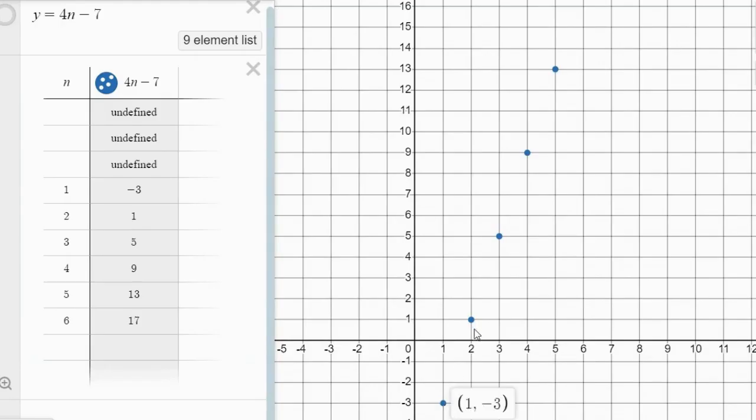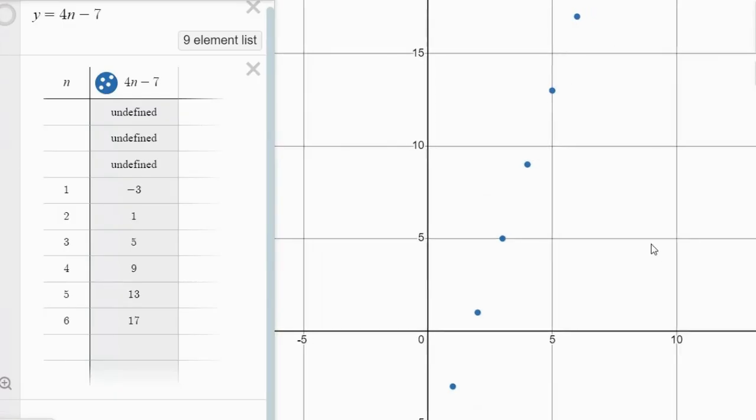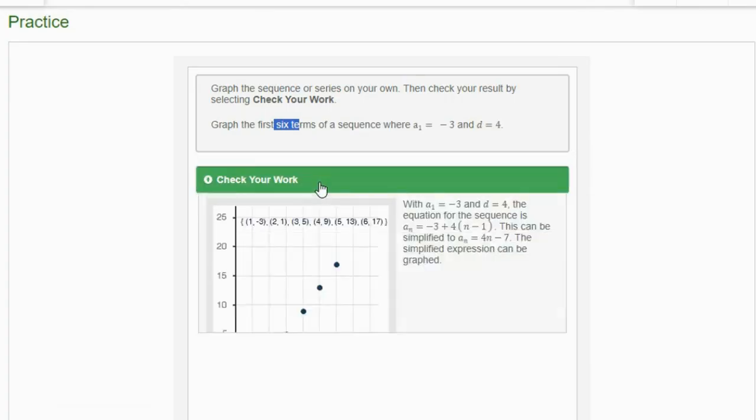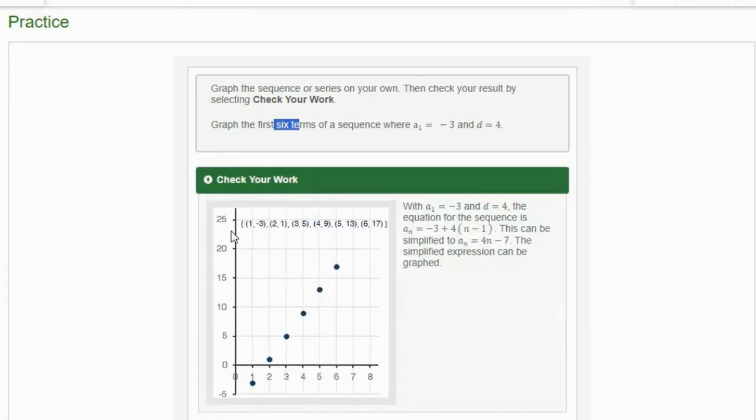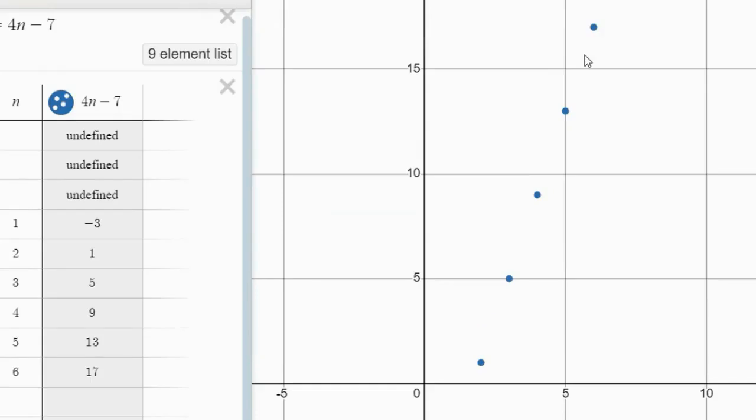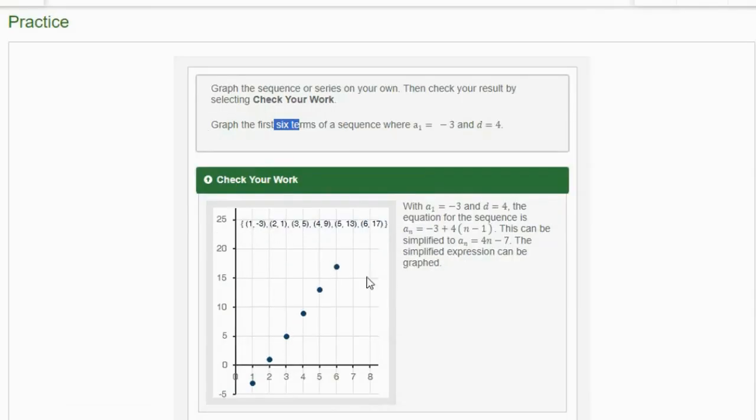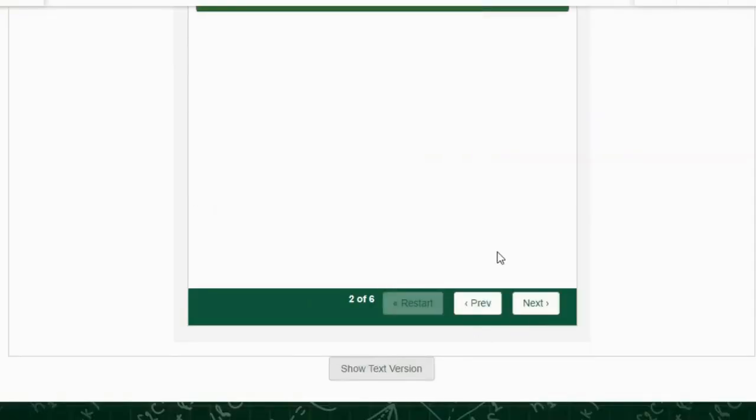The first term, second term, third term, fourth term, fifth term, and sixth term. There's our 6 terms, 1, 2, 3, right there on the graph, and we have them here on the table. Check your work. There's the 6 terms, and they gave the values of them up top. The last one should be 617. First one was 1, -3. All right, good job. Let's see, there's 6 practice problems.